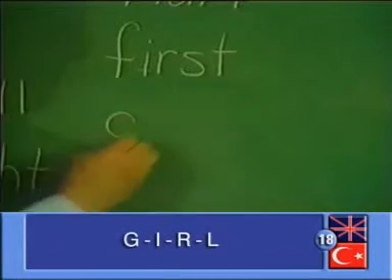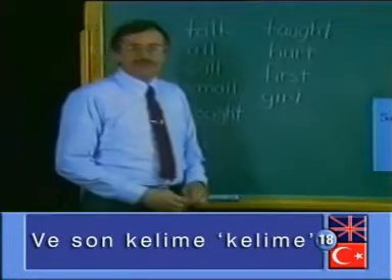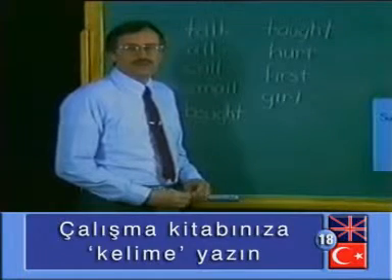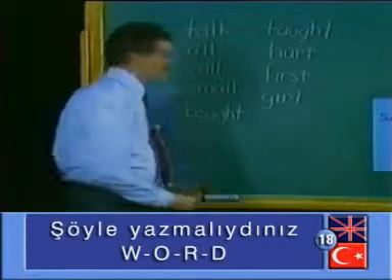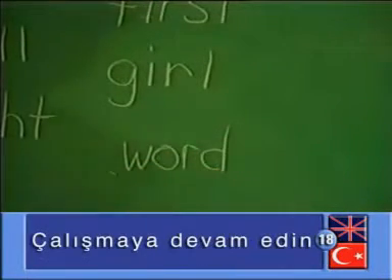Girl is spelled G-I-R-L. And the last word is word. Write word in your workbook. You should have written W-O-R-D. Keep practicing.